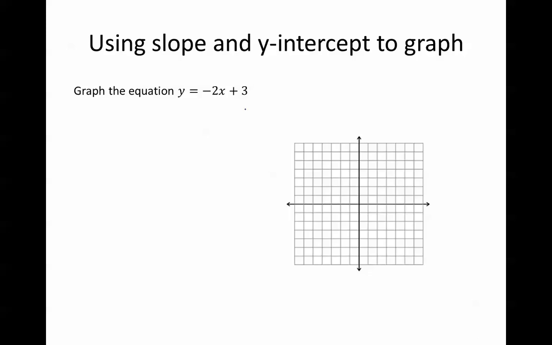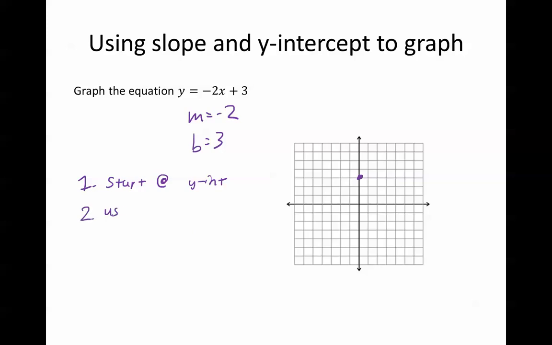So I'm going to look at my equation here and identify slope and y-intercept. Slope is -2. Y-intercept is 3. Now I need to use this information to put it on the graph. So you're going to start at the y-intercept. That's the first thing we want to do. So my y-intercept is 3. So I'm going to go to the y-axis, and I'm going to plot a point on 3. Okay? So that's where I start.